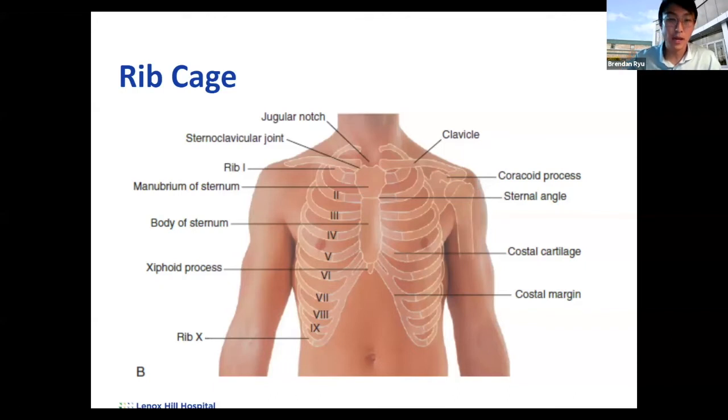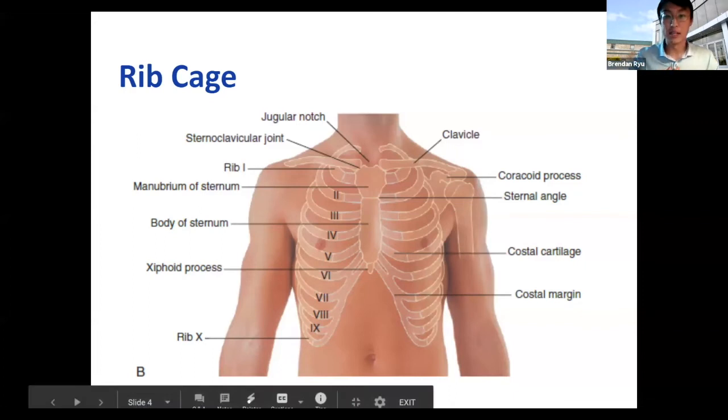A lot of people may have been familiar with these terms. So the manubrium is like the shield. It kind of looks like a shield that you can feel right here at the top. And that's connected to the body of the sternum at rib number 2.